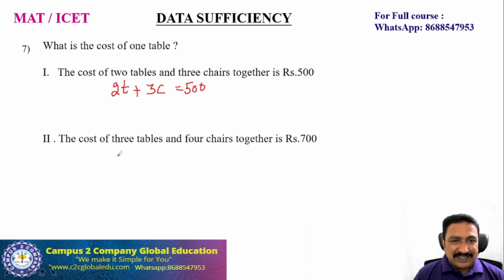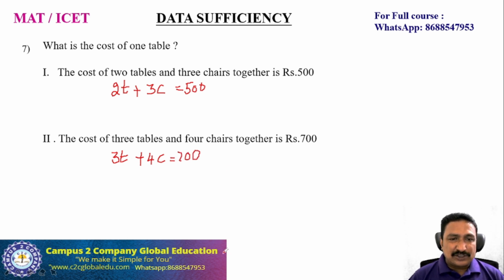Now look at the second statement. The cost of 3 tables and 4 chairs together, 3T plus 4C, is equal to 700 rupees. According to the second statement also, we cannot find the cost of a table. Why? Because we don't know the cost of a chair. So the second statement alone also we cannot find.